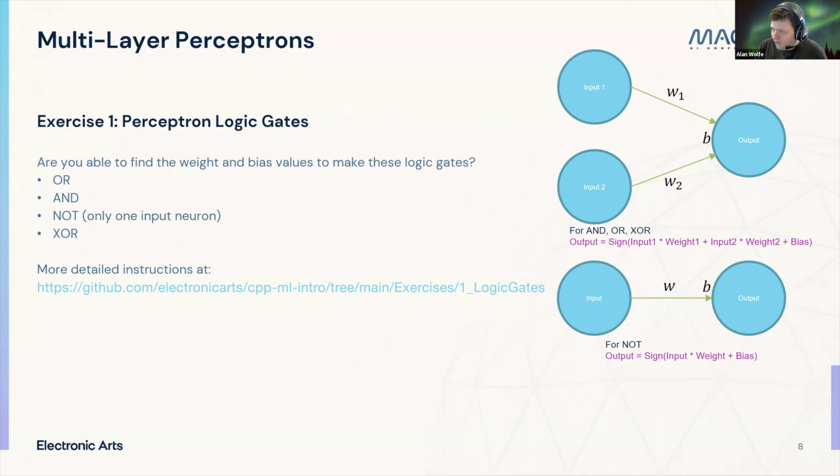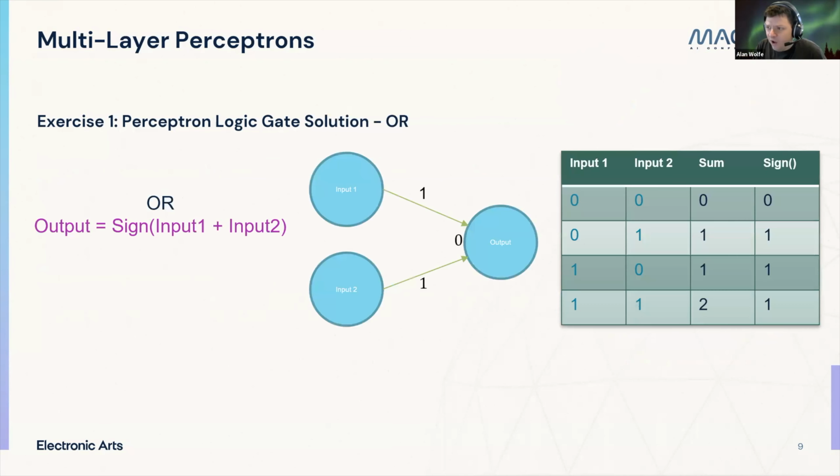Okay, cool. Welcome back, if you gave that a try. If not, we're going to go through the answers for this exercise. So here we go. There's multiple ways to solve these things, so if yours looks different but still works, that's totally fine. For OR, what I did was I set both of the weights to 1 and the bias to 0. And what that ends up being is just that we're adding input 1 to input 2, and those things can either be 0 or 1. And then we're putting them through the sign function. And so if you look at the truth table on the right, you can see that it gives us the desired results.